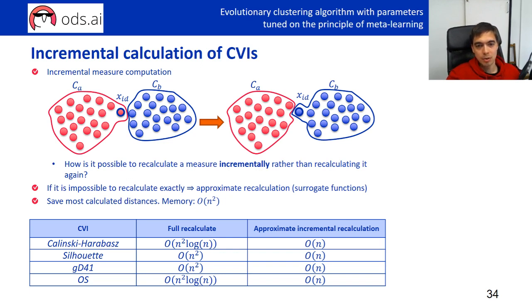From the table at the bottom of the slide, it follows that the incremental recalculation for the measures considered is ahead of full recalculation in terms of computational complexity. We can also see that the complexity became linear. That's quite a good improvement in comparison with full recalculation.